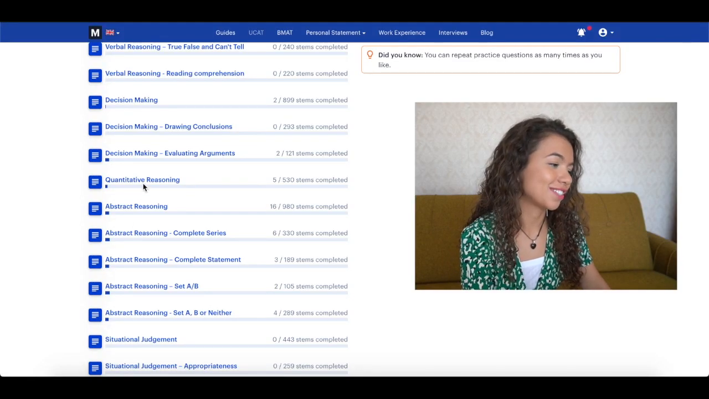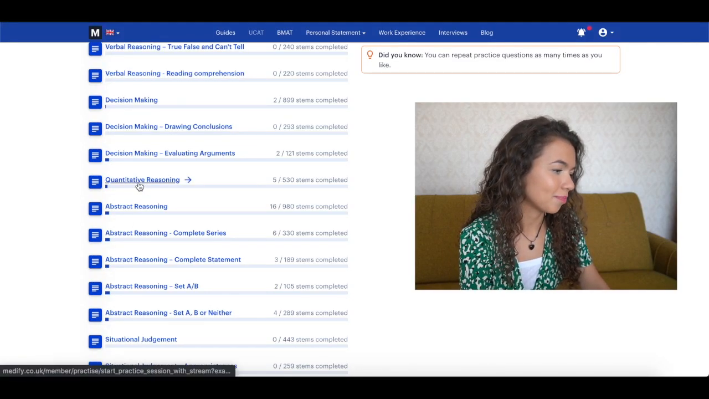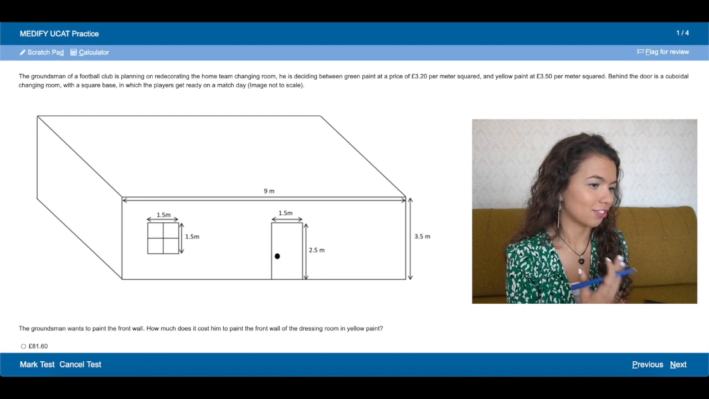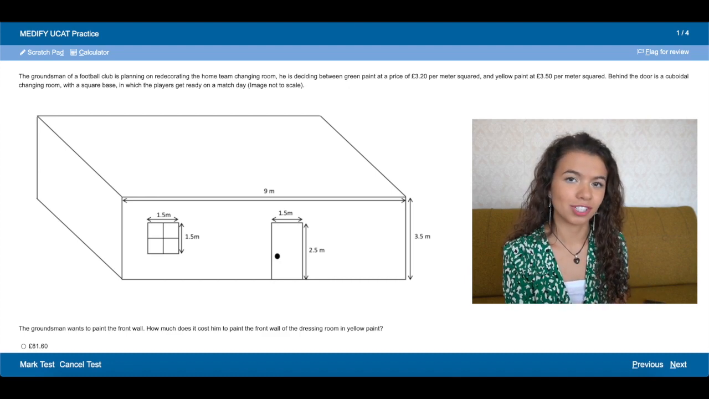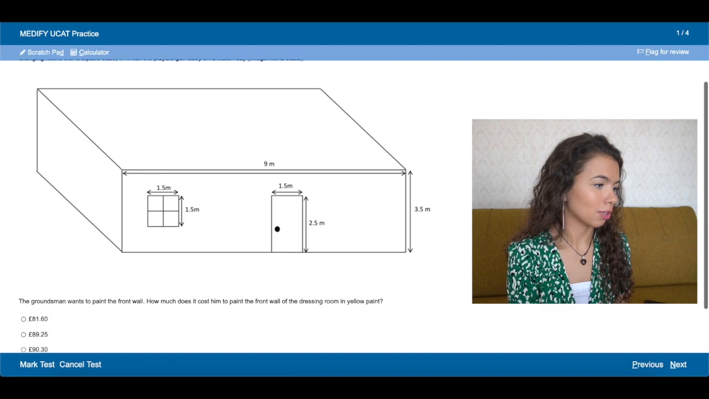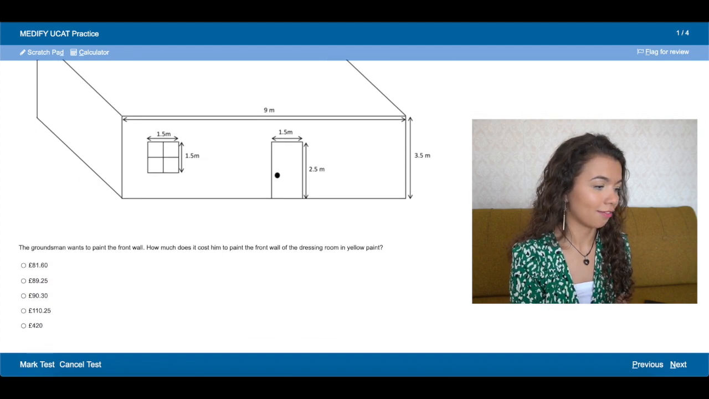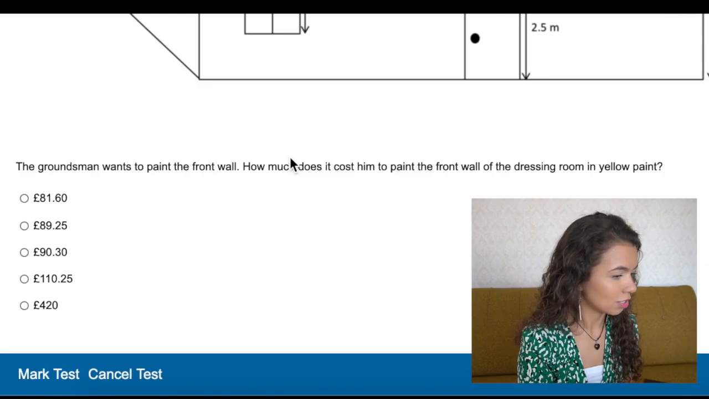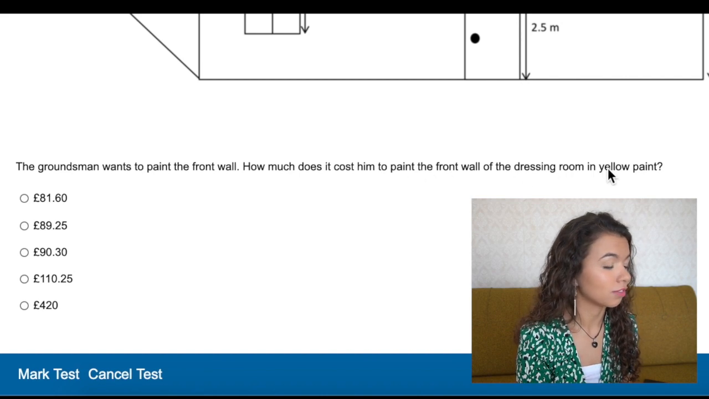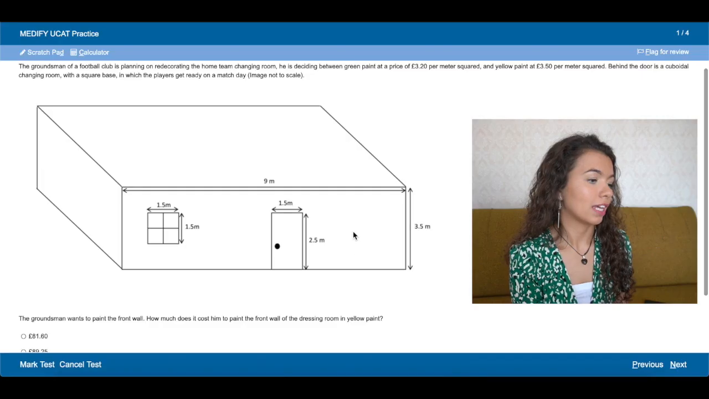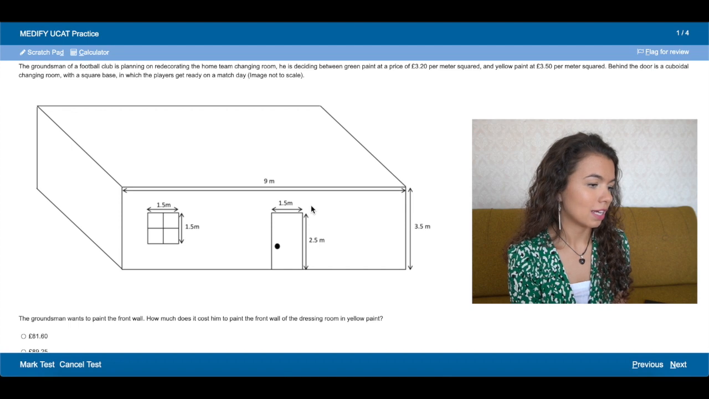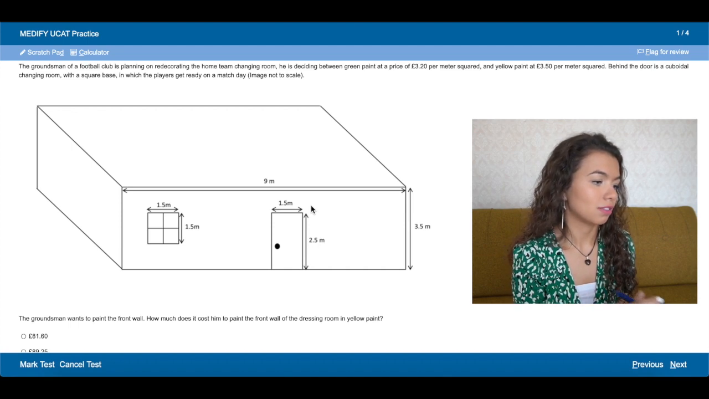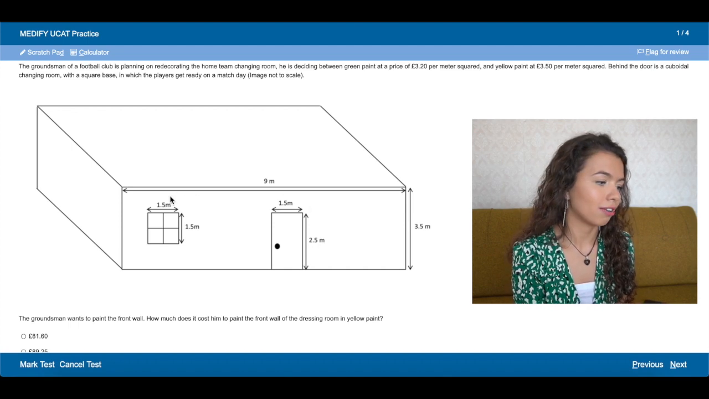Okay, so let's go straight to question 1. So I've just loaded up the first question, and straight away from the picture I can see that it's going to be one to do with measurements. So what I'm going to do is I'm going to go straight to the question and read that first, which says, how much does it cost him to paint the front wall of the dressing room in yellow paint? Okay, so assuming that this is the front wall here, what we have to do is super simple maths, basically just calculate the area of the big rectangle and take away the area of the door and the window.